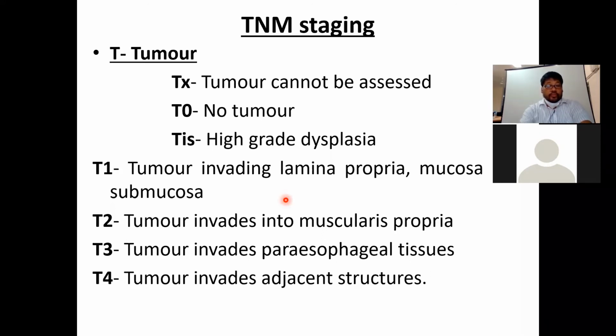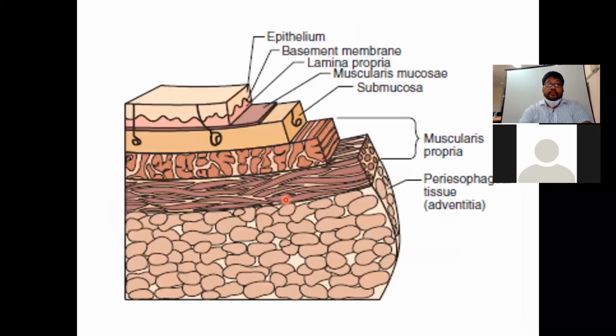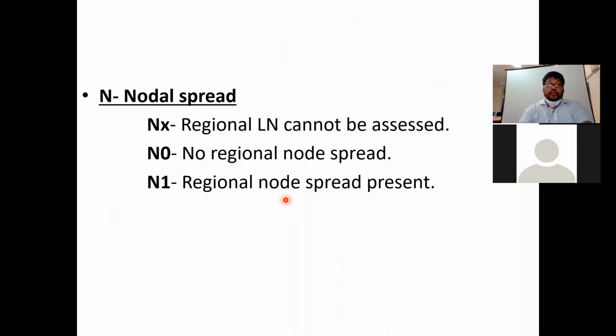And as there is no serosa here, directly from the muscularis propria, it will invade the paraesophageal tissue. So T3 is when the tumor invades the paraesophageal tissue, and T4 is when the tumor invades the adjacent structure. So this is the tumor factor. Next we have the nodal spread, N. NX is regional lymph nodes cannot be assessed. N0 is when no regional lymph node spread is seen, and N1 is when regional lymph node spread is seen.